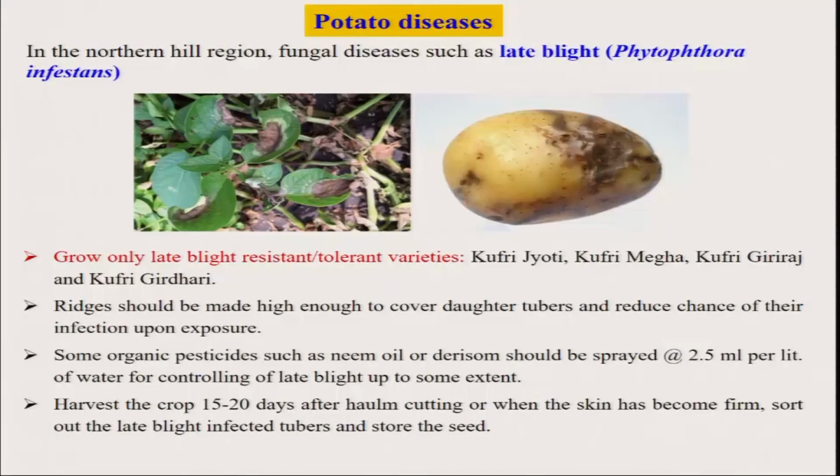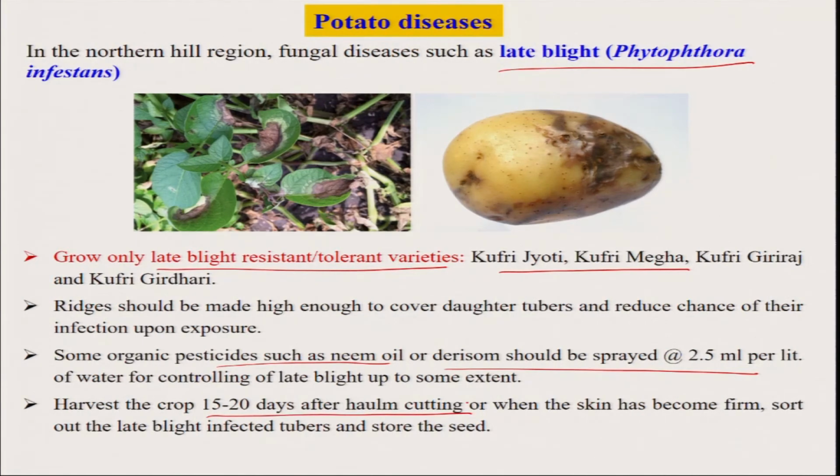And there are lots of diseases. Late blight is a very important disease, not only in eastern India or western India, but throughout India it is one of the more severe diseases. So, we have to grow only late blight resistant varieties, just like Kufri Jyoti and Kufri Mega, and also organic pesticides like neem oil and Trichoderma should be sprayed, and we also have to harvest the crop after the haulm is cut, so that we do not allow the haulm to stay for a longer period. So, by these efficient technological processes, even under organic farming we can control these types of diseases to some extent, and we can get a good yield for our profit maximization.